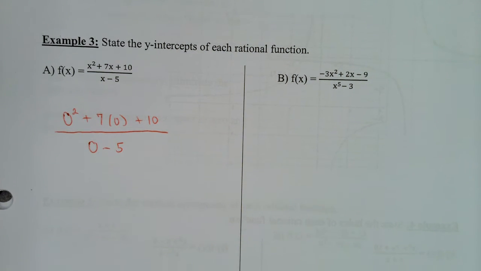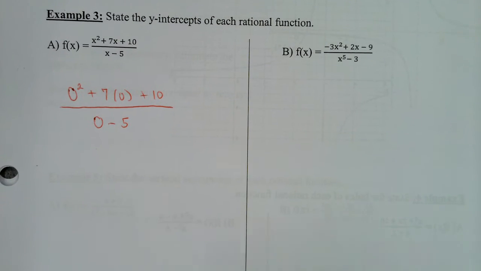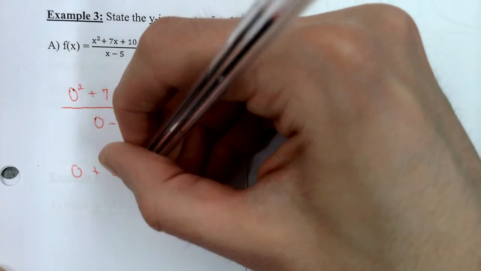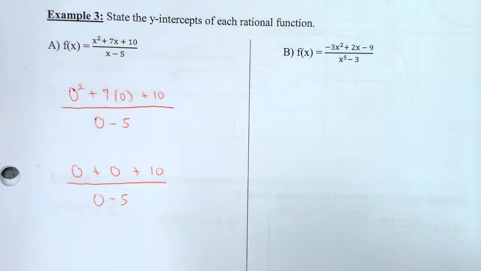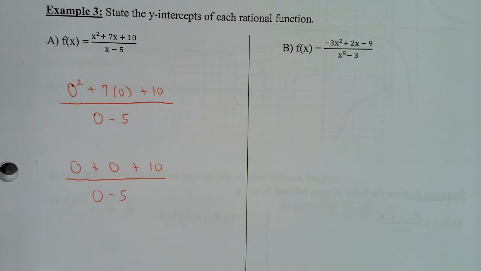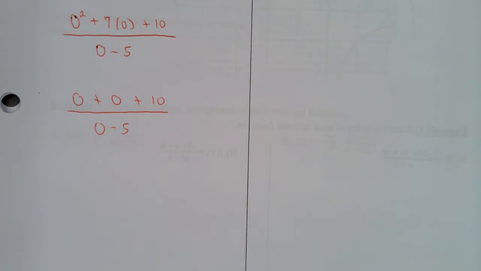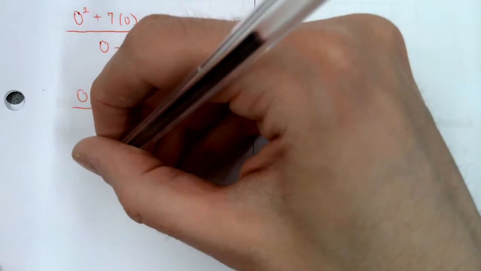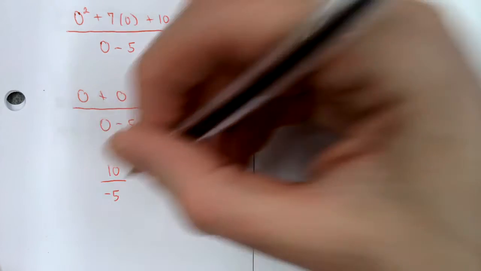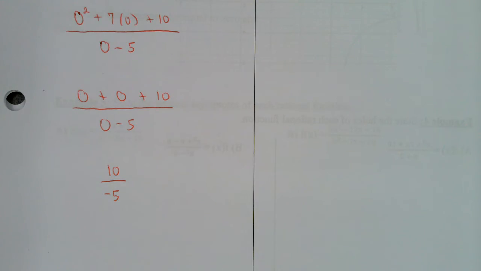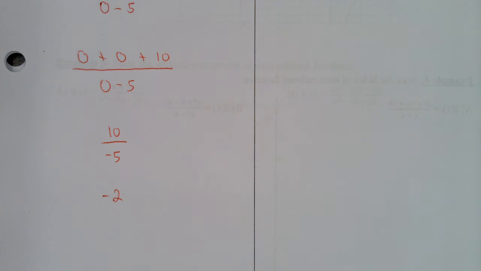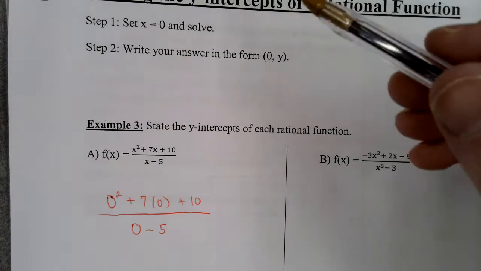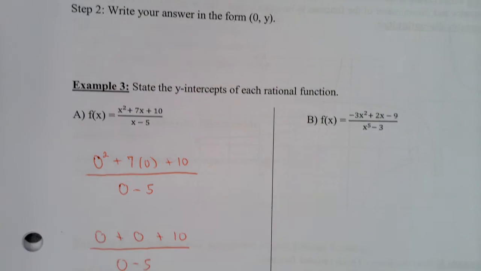So in the numerator, that's 0 plus 0 plus 10. Still got 0 minus 5 in the denominator. Simplify the numerator to get 10. Simplify the denominator to get negative 5. 10 over negative 5 equals negative 2. So the y-intercept is negative 2. You can write it in the form 0, comma y. Okay, so the y-intercept equals 0, negative 2.